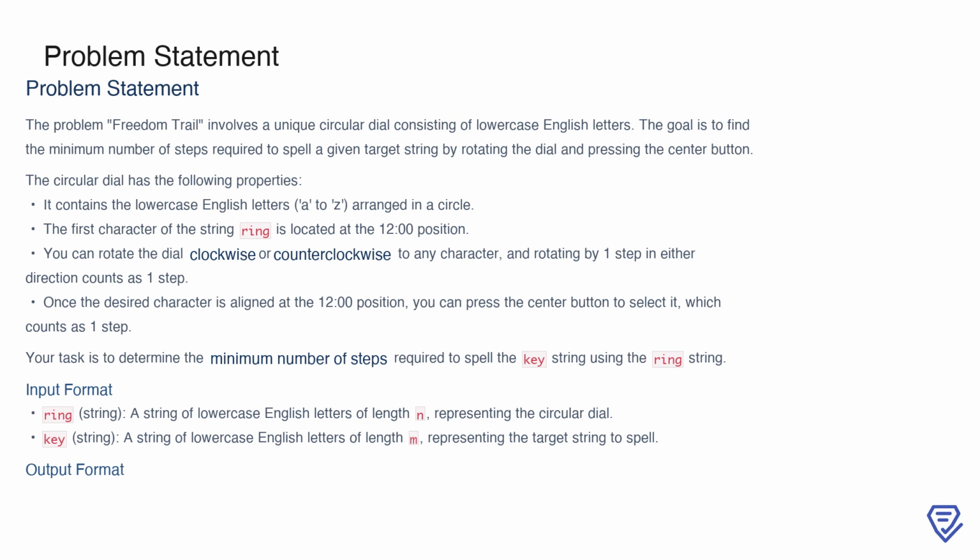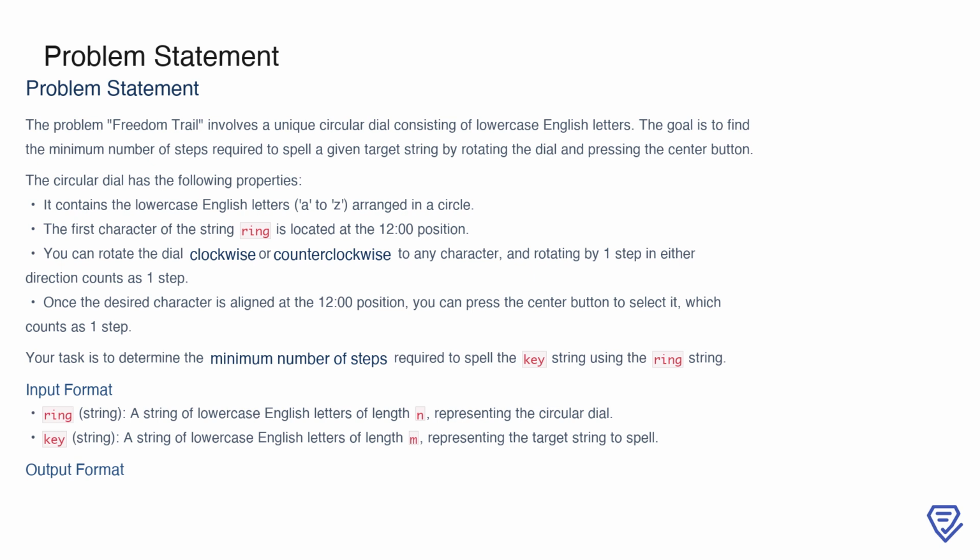Let's dive in. In this problem, we are working with a circular dial that contains all the lowercase English letters arranged in a circle. The objective is to figure out the minimum number of steps required to spell a given target string, called the key, by rotating the dial and pressing the center button. The circular nature of the dial means that you can rotate either clockwise or counterclockwise, and each single step of rotation counts as one step. Pressing the center button to select a character also counts as one step.